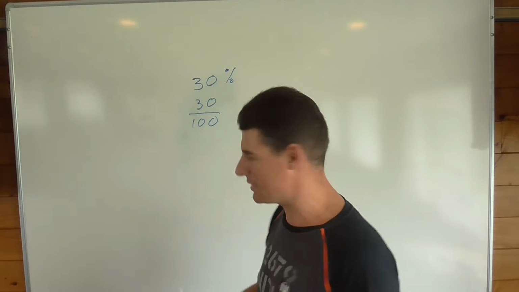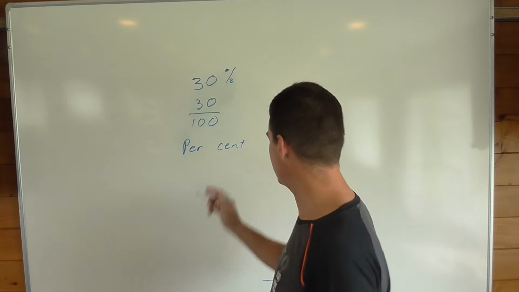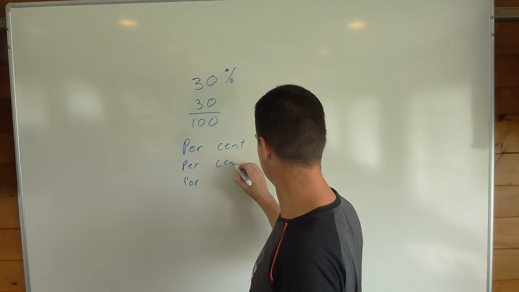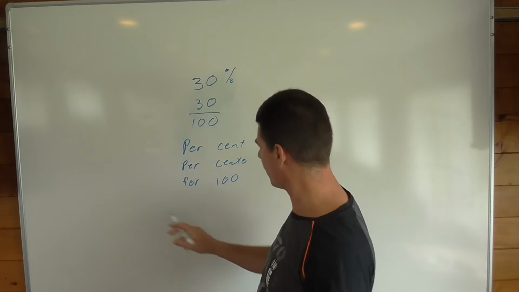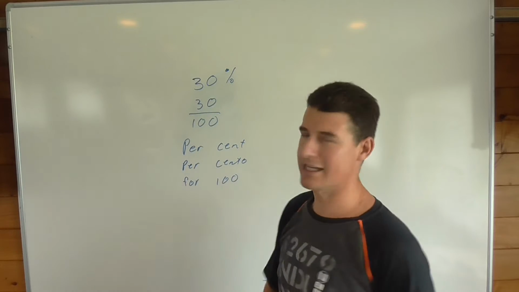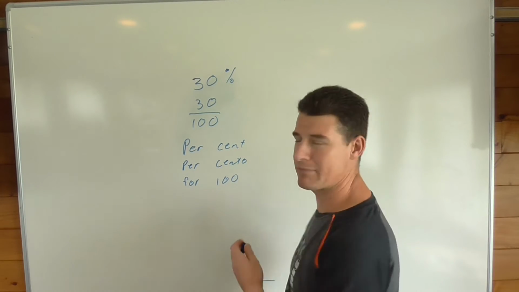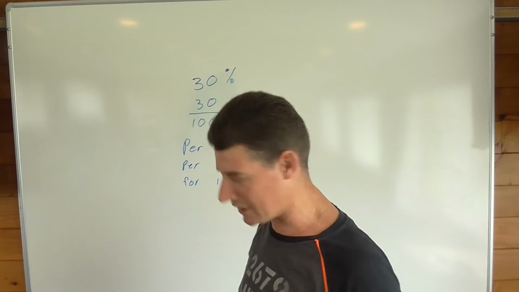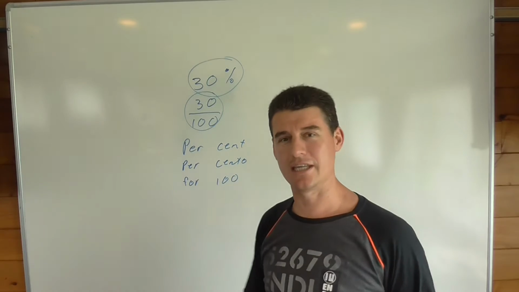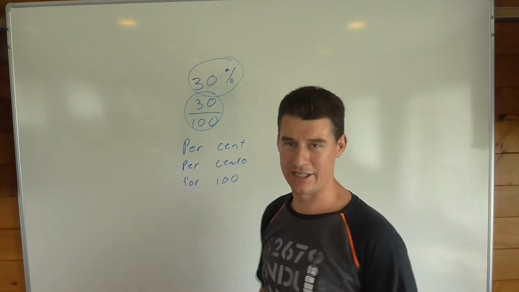And where does that come from? Percent is actually from the Italian words per, which means for, and cento, which is 100, for every 100. So that's what it means. If you get a thing 30%, it means 30 out of every 100. So that's something you need to remember every time you work with a percentage. 30% is saying 30 out of every 100 because percent means for every 100.